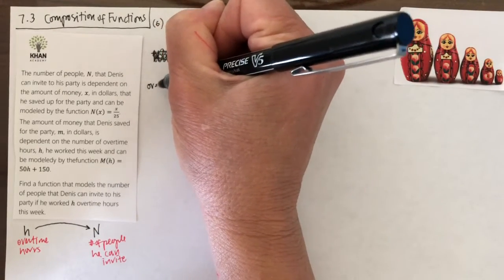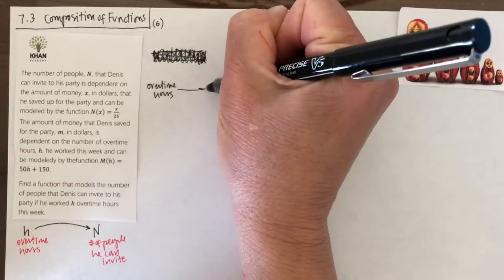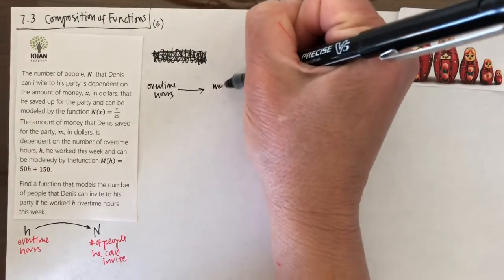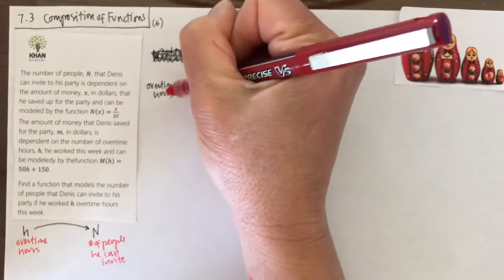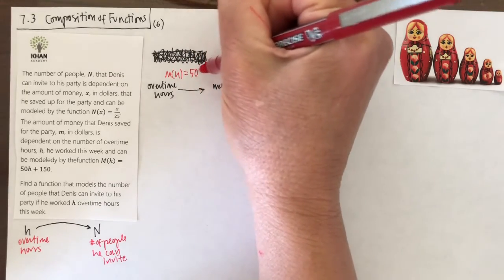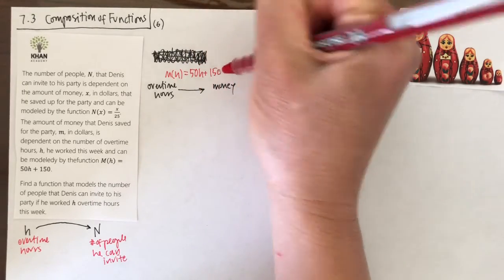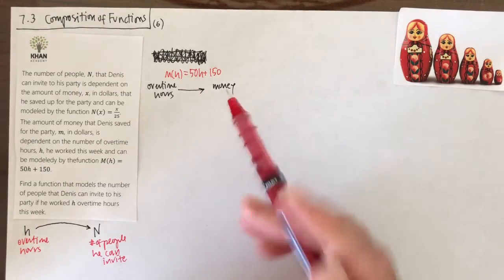So the first stepping stone is, we do know we can go from his overtime hours to the amount of money he's saved for the party. And that is given by M of H equals 50H plus 150. So this will give us an input of overtime hours and an output of money.